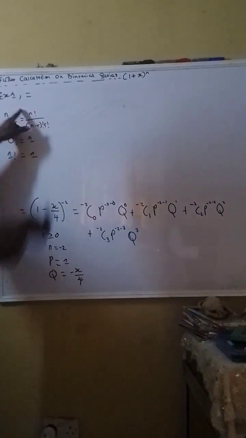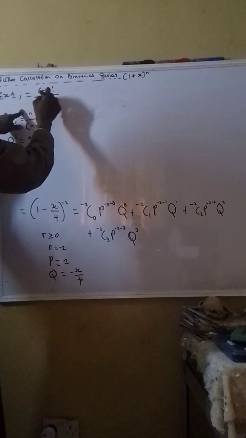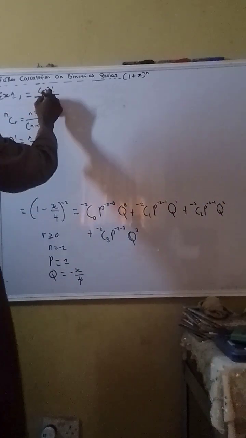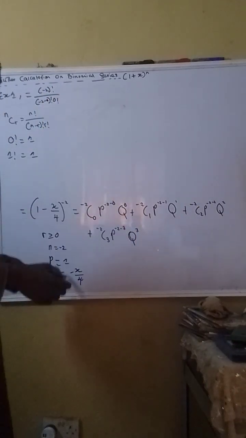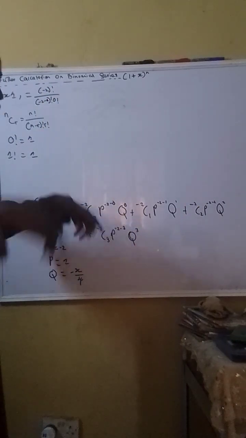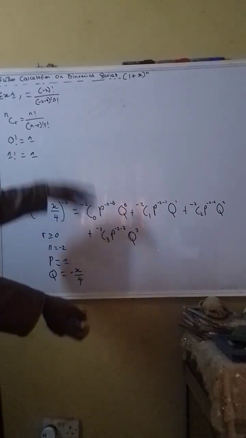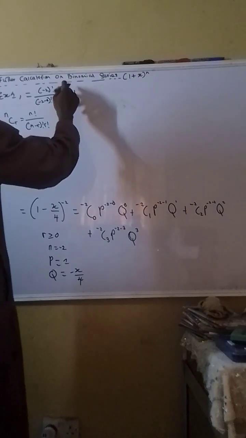Now you have negative 2, right? So that will be negative 2 factorial over negative 2 minus 0 factorial, because our r is 0. Then p, what was our p? 1 raised to power anything will still give you 1. And q raised to power 0, anything raised to power 0 will still give you 1. So we are just left with 1 times 1. Do you get what I'm saying?